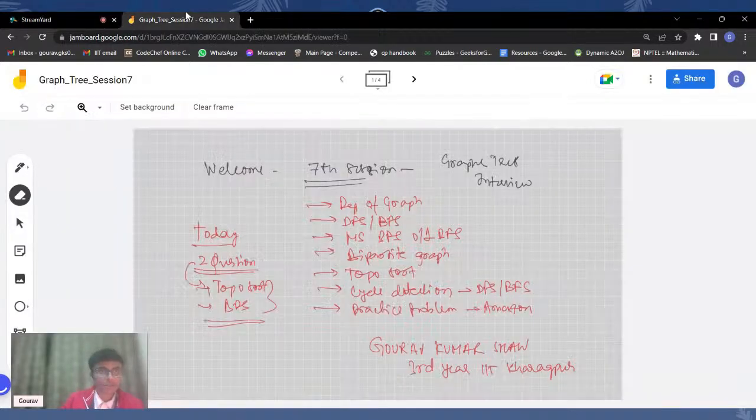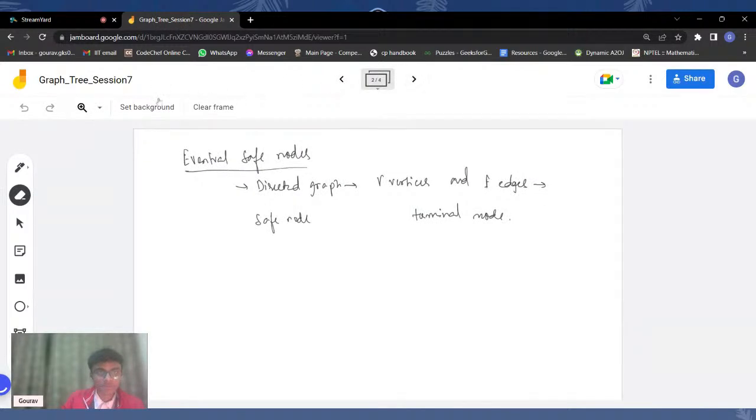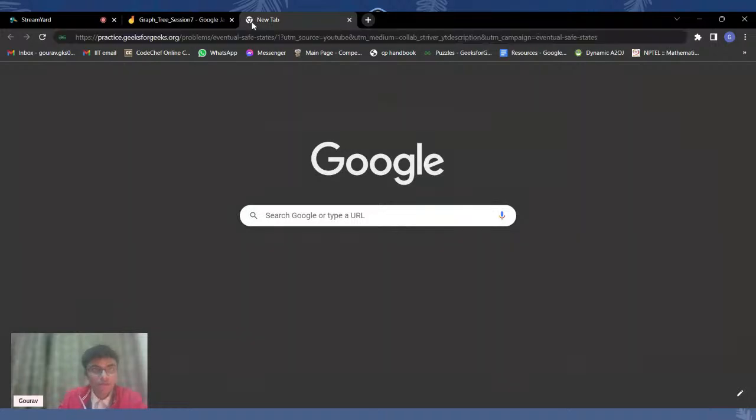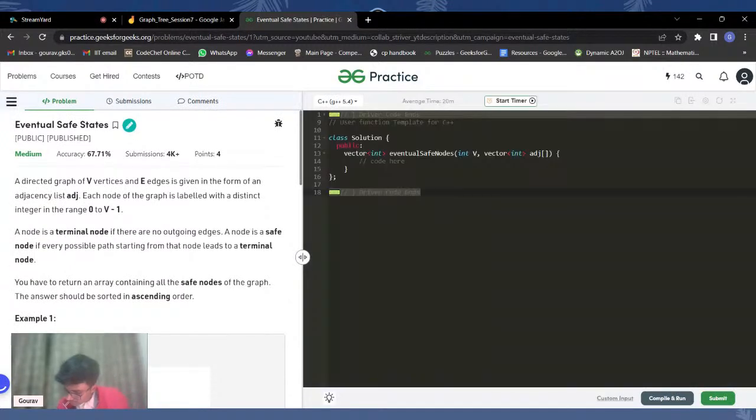Okay. So, let's look into today's questions. The first question is named eventual safe nodes. Okay. So, I'm showing you the Geeks for Geeks question where it's the problem statement, and then we can try to look into its concept and solve it. Okay. So this is a problem statement.